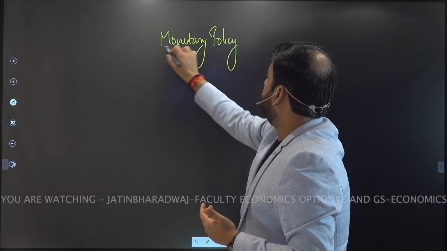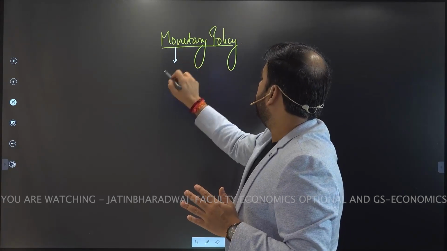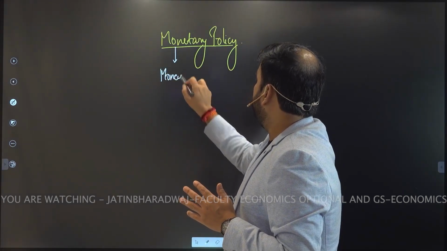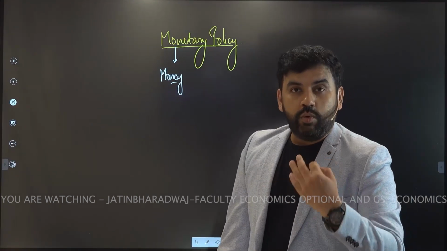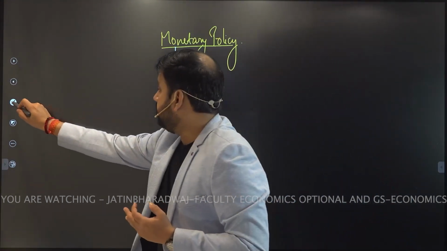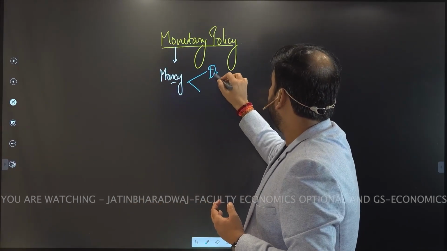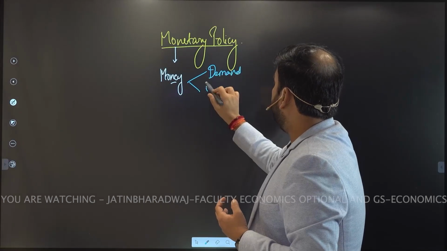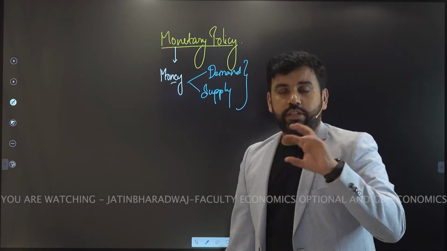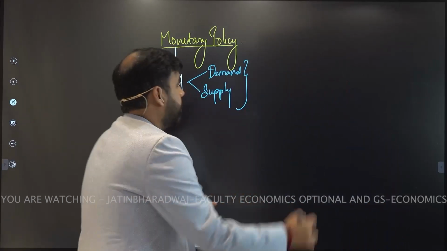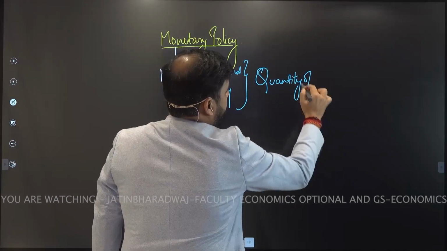Now, monetary policy, the term itself means money, a policy which involves money. Now, what to do with the money, right? What they are going to do with the money. So in this case, they determine what is going to be the demand and the supply of money, which basically means they are going to determine the overall quantity, right? The overall quantity of money.